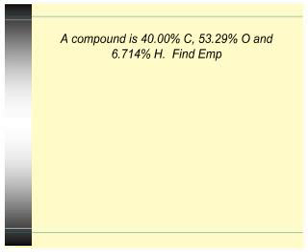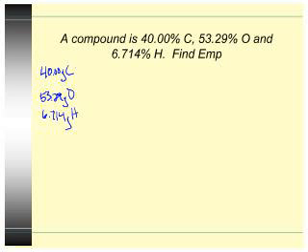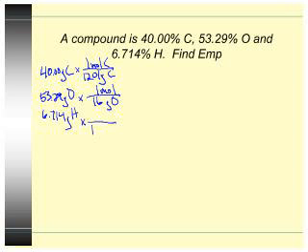Compound is 40% carbon, 53.29% oxygen, and 6.714% hydrogen. Find the empirical formula. So again, I just changed it into grams. 40.00 grams of carbon, 53.29 grams of oxygen, and 6.714 grams of hydrogen. First step, always go through moles. So grams on the bottom, 1 mole on top. 12.01 is carbon from the periodic table. Little g stands for grams. Little g stands for go to the periodic table. 16 grams of oxygen is 1 mole. And 1.01 grams of hydrogen is 1 mole.